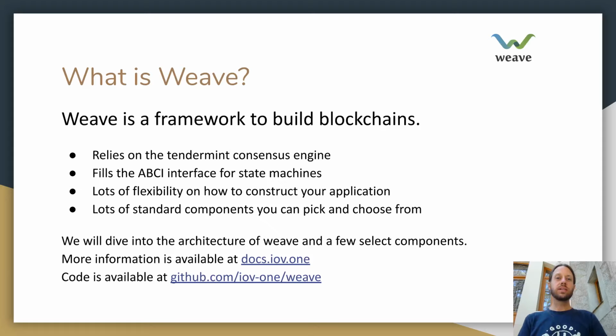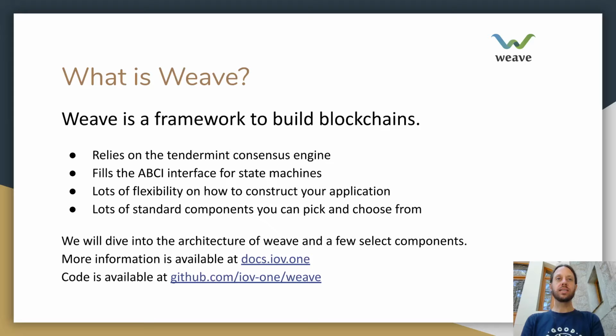In short, Weave is a framework to build blockchains, much like Django is a framework to build web applications. It relies on the Tendermint consensus engine to do the networking and the block production to run a Byzantine fault-tolerant consensus algorithm.